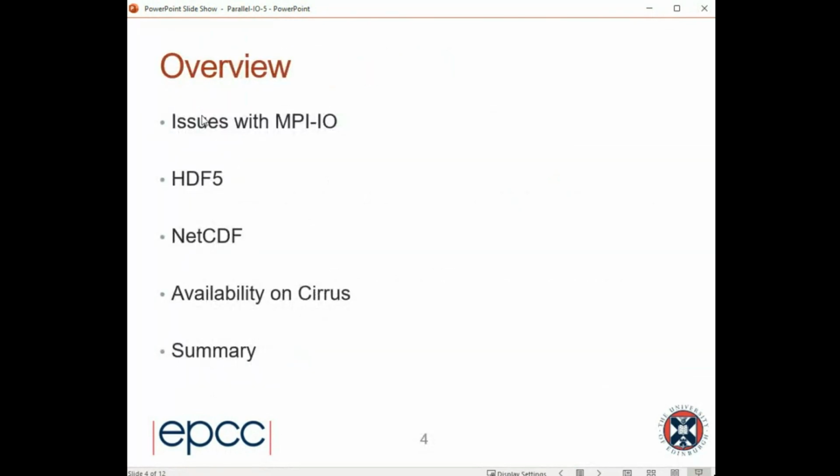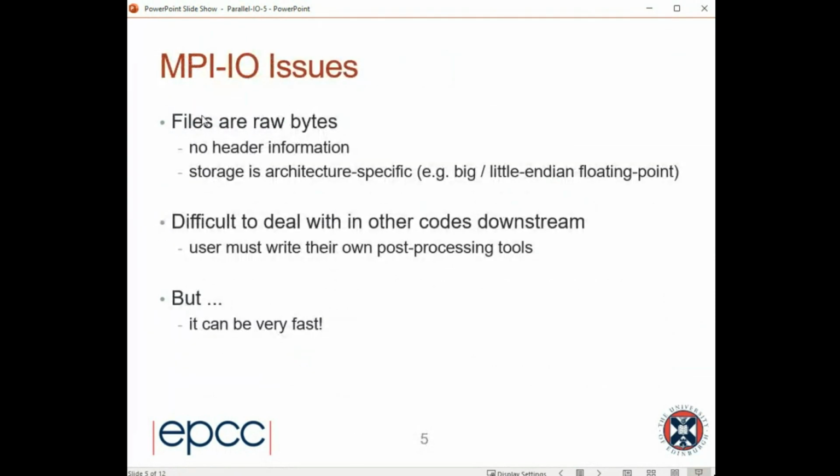So I'm actually going to talk a bit about the issues with MPI-IO. As I said, interestingly, if you did an ls -l on an MPI-IO file, you would have seen it was exactly the length you would expect. For a 256 cube data set, it would be 256 cubed times 8 bytes long. So the files are just raw bytes. Of course, you could put header information in yourself, but by default, they're not. And again, the storage is architecture specific. So if you have big or little endian floating point, then you will not be able to easily transfer it.